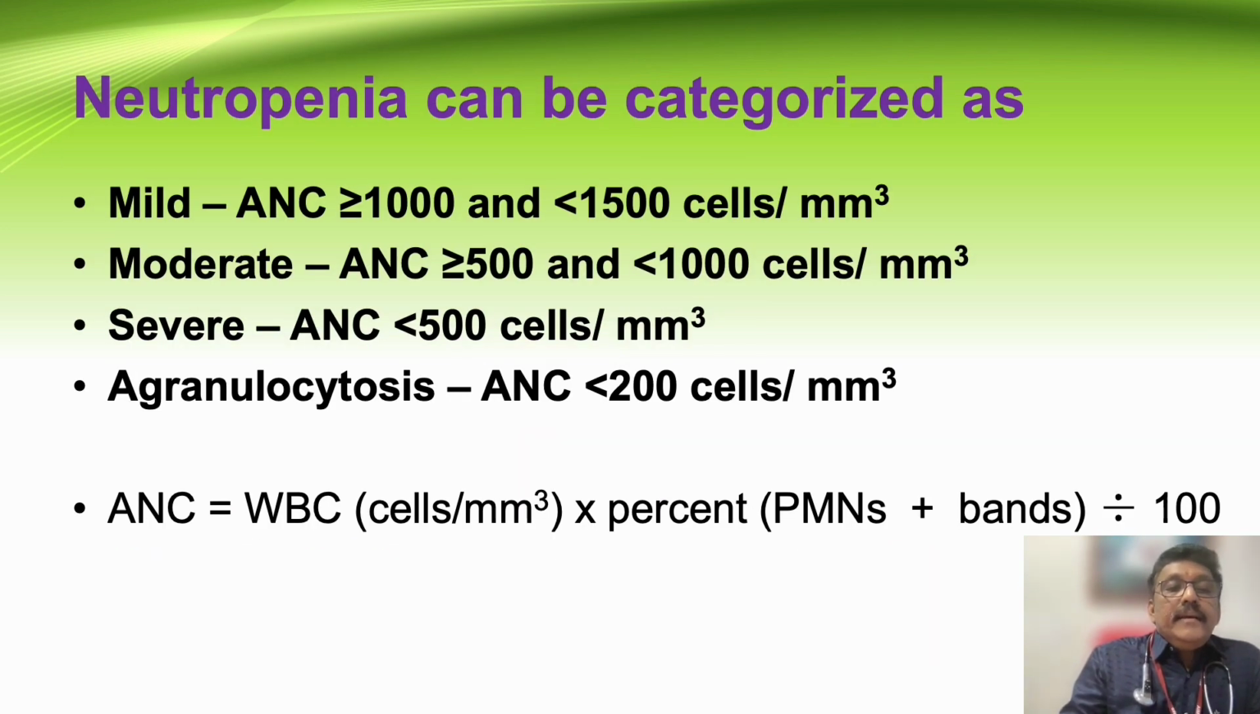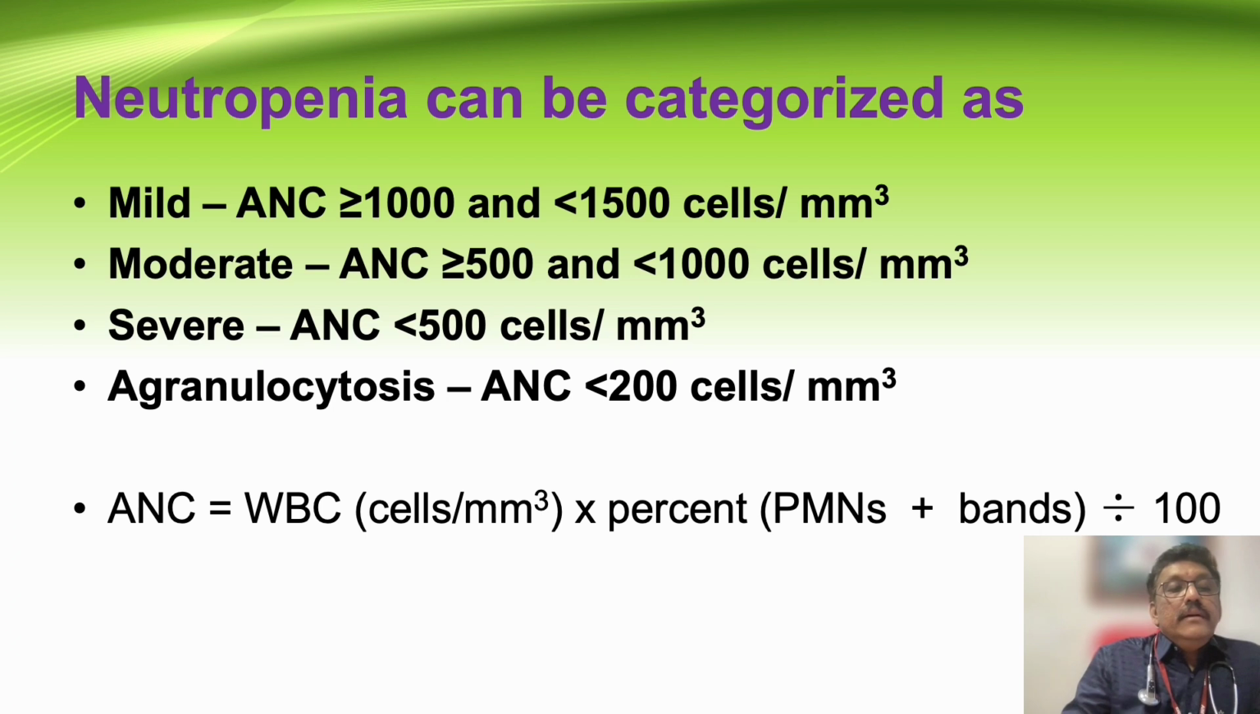It can be categorized into three major groups: mild, moderate, severe. If the absolute neutrophil count is more than 1000 and less than 1500, it is mild. If it is more than 500 and less than 1000, it is moderate. If it is less than 500, it is severe.